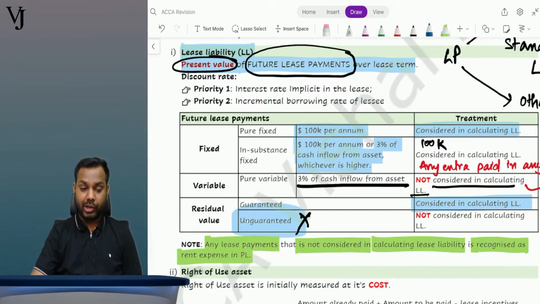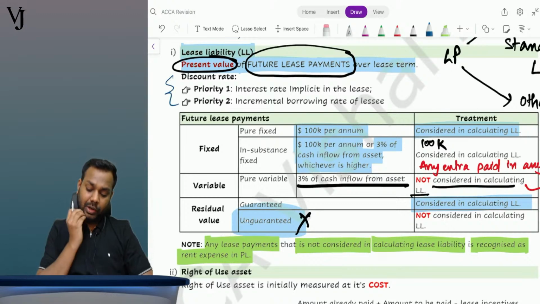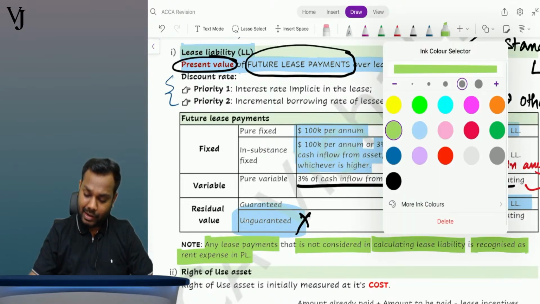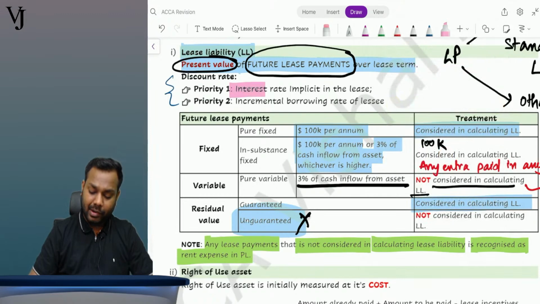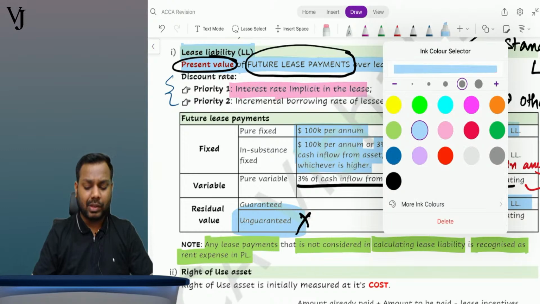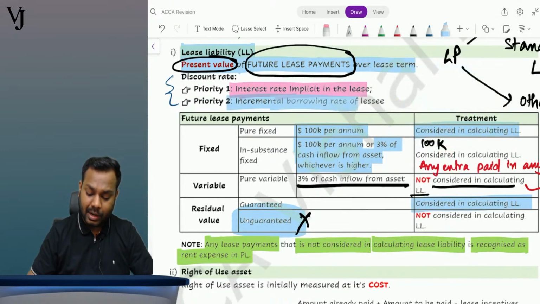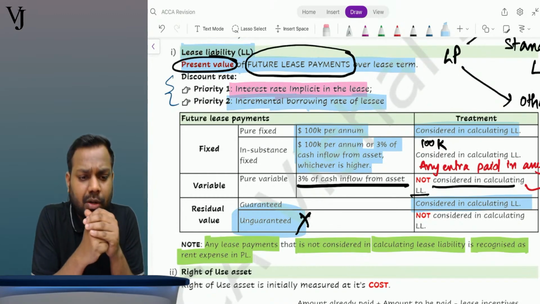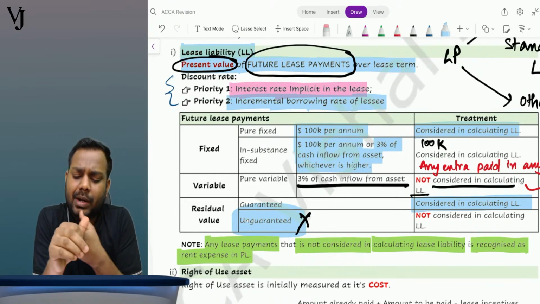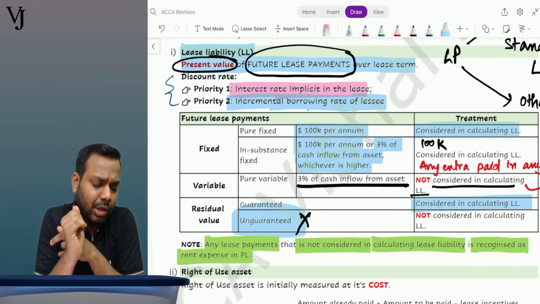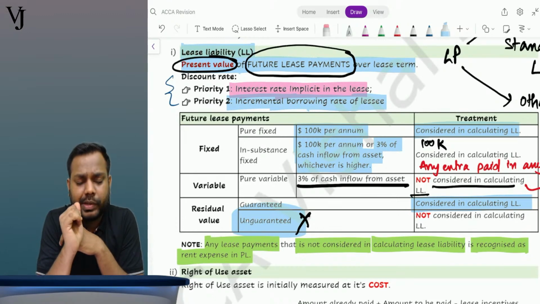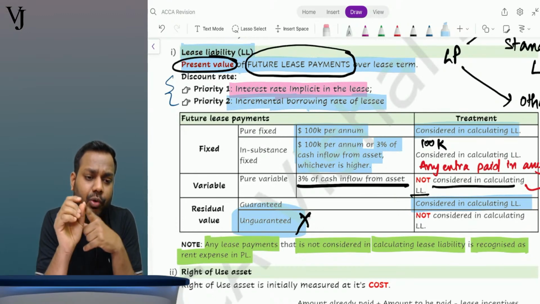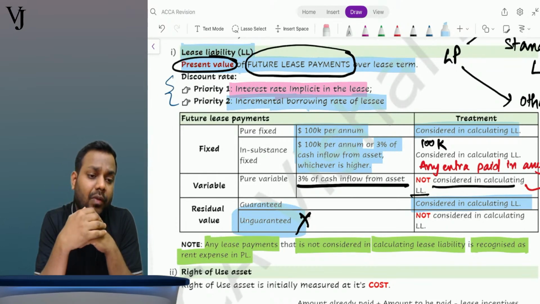Now comes the second question: what is the meaning of discount rate? The standard says that we will take the interest rate implicit in the lease. But if the interest rate implicit in the lease is not available, then you will take the incremental borrowing rate of the lessee. Let me ask you a question here. Suppose in the question you have been given both the incremental borrowing rate and the implicit rate. Which rate will you take for discounting?